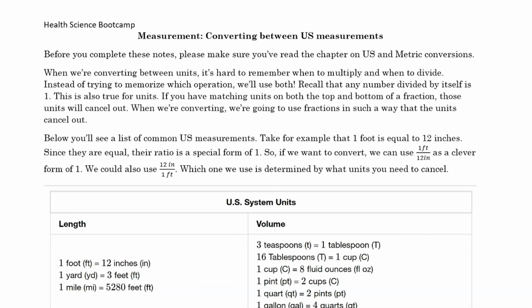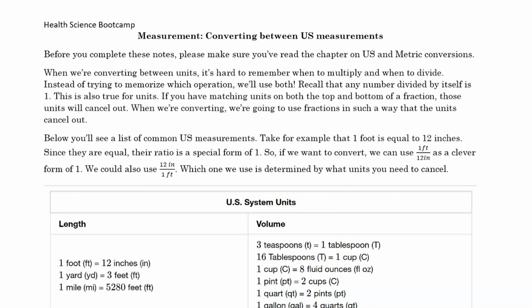These are the notes for Health Science Bootcamp for Broward College for measurement, for the section about converting between U.S. measurements. So before you do these notes, please make sure you've read that chapter. We're going to be converting between units.